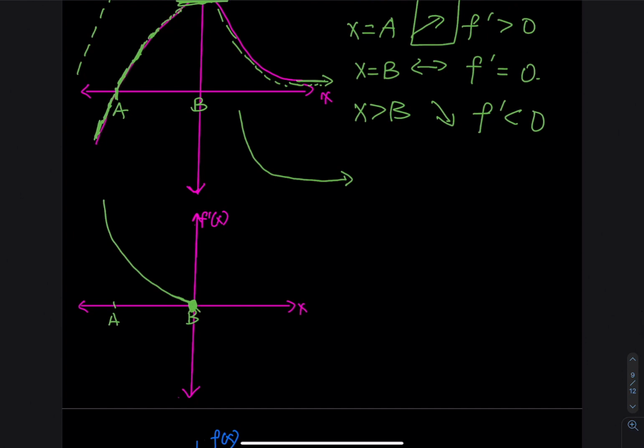So all negative, but then eventually as x approaches infinity, the slope approaches 0. So eventually you will just have to start touching the 0. So that will be the graph of f prime.